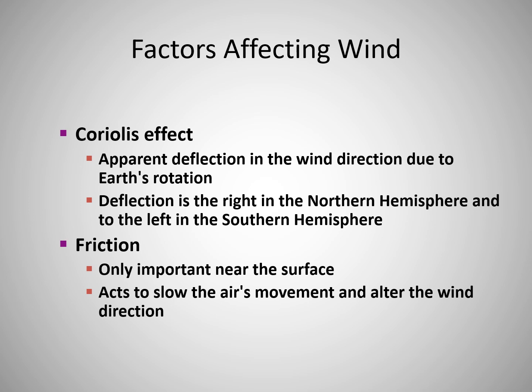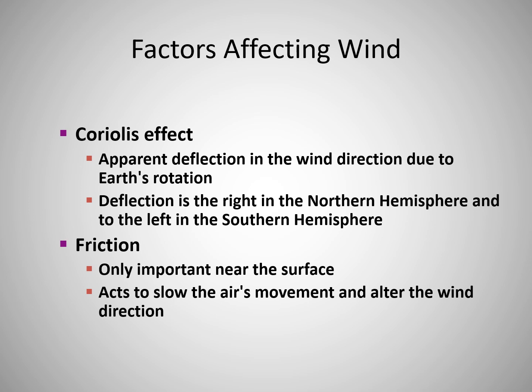Okay, factors affecting wind, not on your exam. We'll briefly discuss it here, but we'll talk about it more if you take the weather and climate class. The Coriolis effect, which has to do with the fact that Earth rotates on its axis, remember, once every 24 hours. And this gives us an apparent deflection in wind direction, okay? And in the northern hemisphere, that deflection is to the right. In the southern hemisphere, that deflection is to the left. If you take weather and climate, we'll talk about it more.